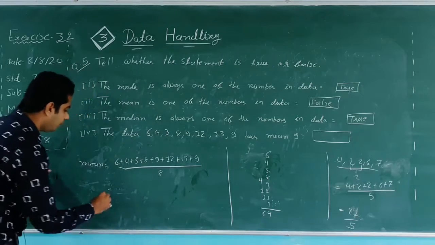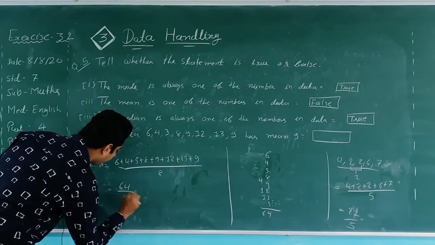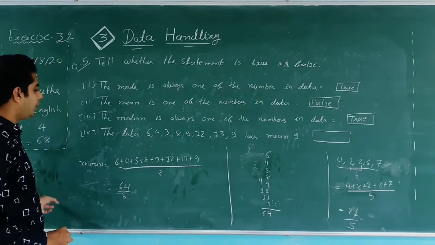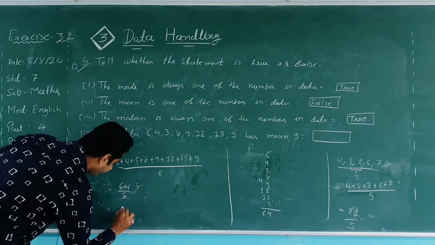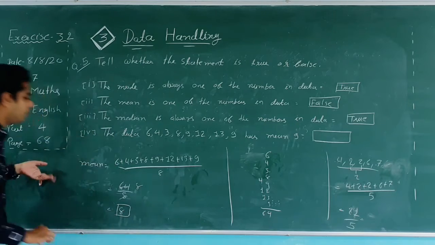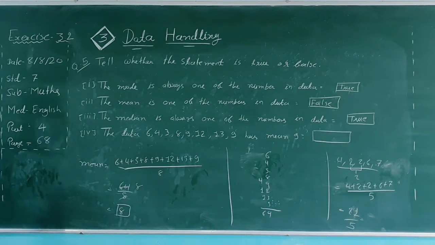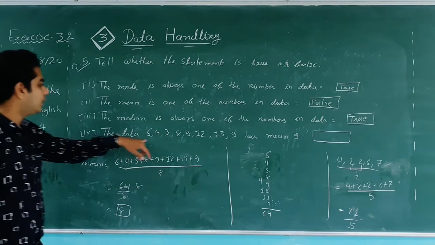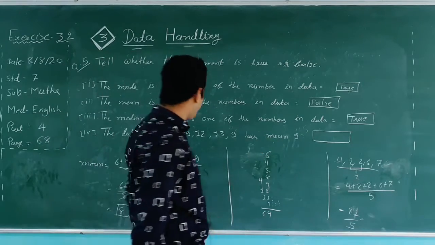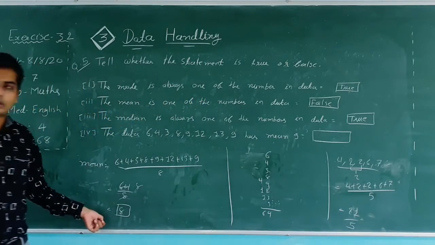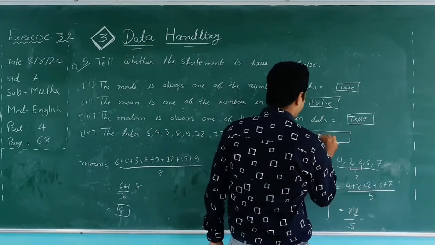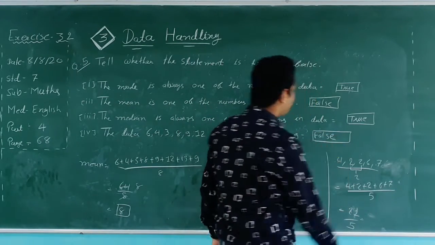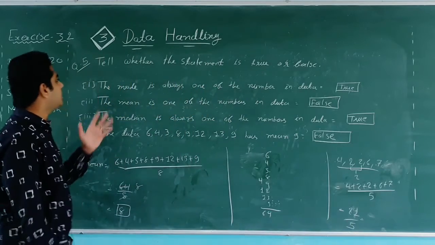So 64 divided by 8. Now as you know, 8 eights are 64. So the mean of the data is what? The mean of the data is 8. But here in the question, the data given has the mean 9. So here what mean do we get on finding it out? We find that the mean of the data is 8. So the statement is false. So that's how you can do question number 5.